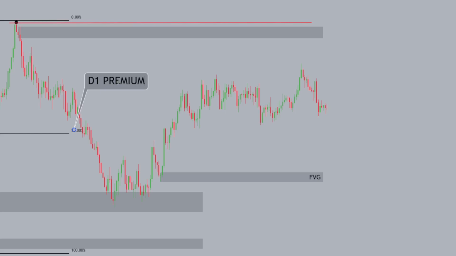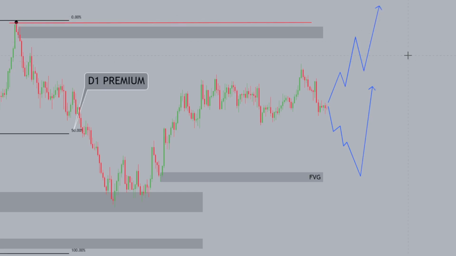Now, when we're in a daily premium, there's two things that can happen. We could either seek lower prices down to this inefficiency over here before tapping higher, or in line with the weekly expansion, we could just continue higher, seeking the fair value gap and weak high up here, right? So these are the two potential scenarios that we have currently on GBP USD.